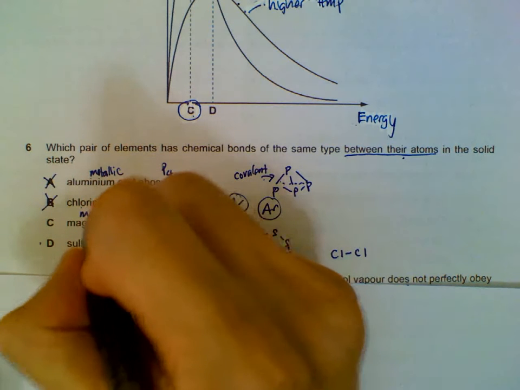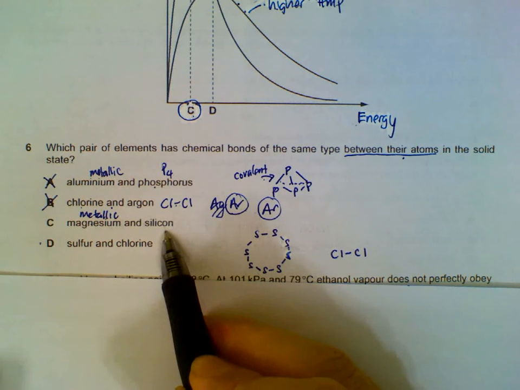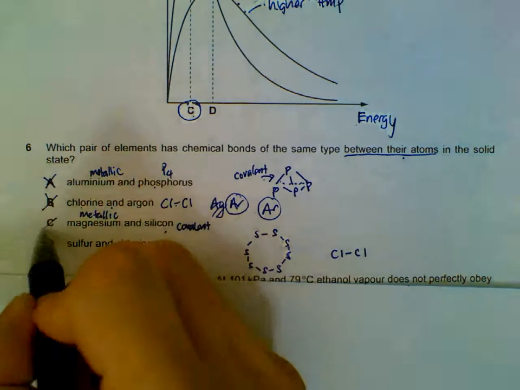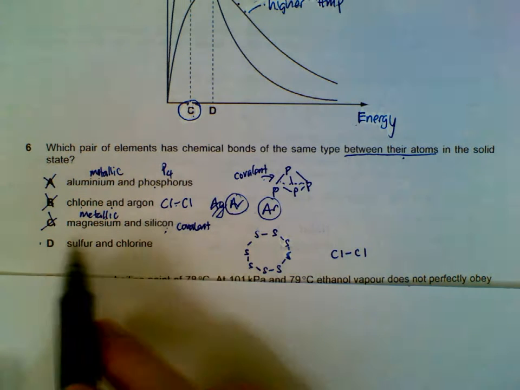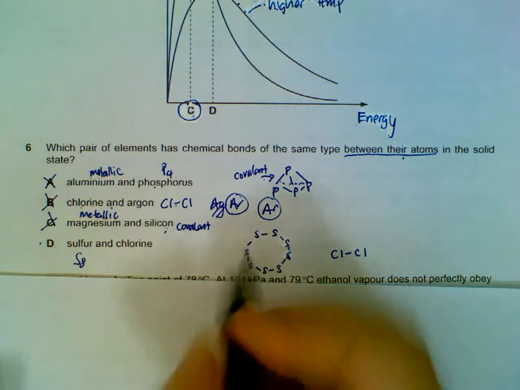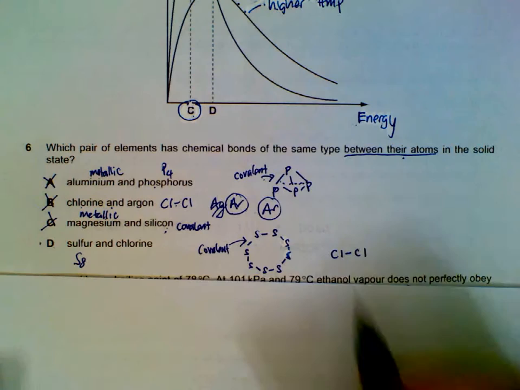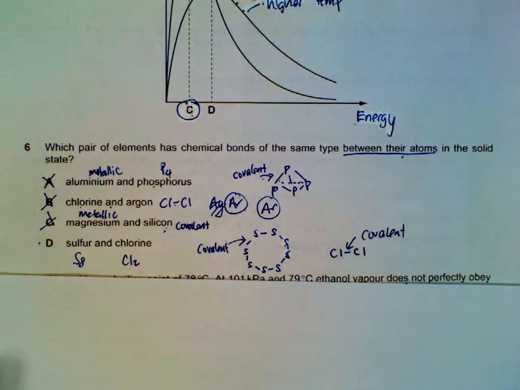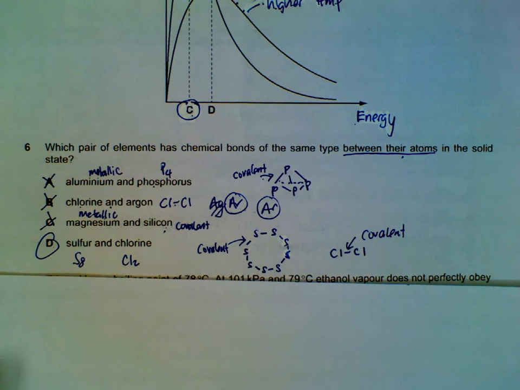Magnesium, metallic. Silicon, giant covalent, so covalent. Similar structure to the diamond, tetrahedral repeating structure. Sulfur is actually S8, and each bond between the atoms is covalent. Chlorine, Cl2 again, and the bond between the chlorine atoms is also covalent. So sulfur and chlorine.